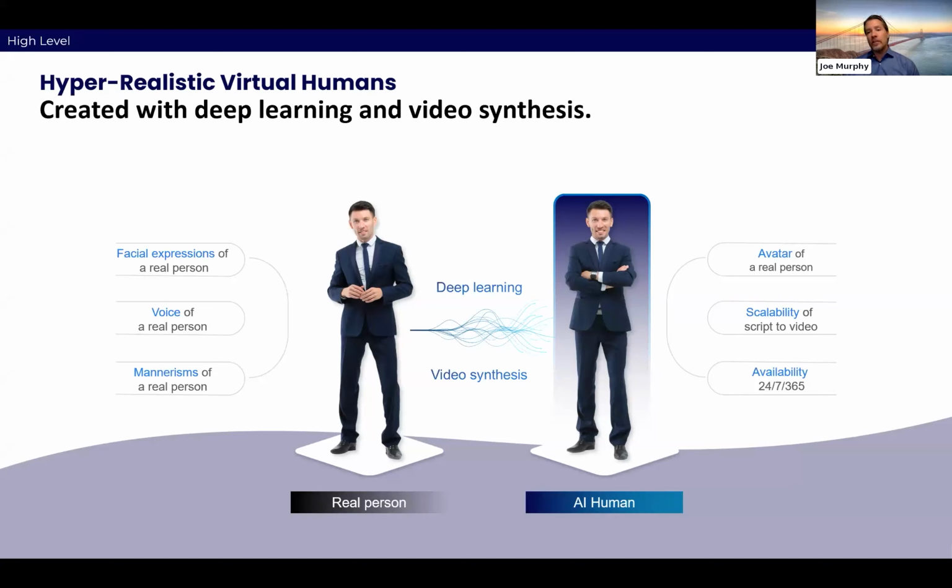What this enables is a model that is text in or script in and video out. So now you have the scalability of unlimited video, as much video as you can create without getting in front of the camera. So the script to video model enables video at scale. And also this model is available 24/7, 365. So you can imagine an AI avatar is always ready to create video. All you have to do is type the script and it's ready to go.